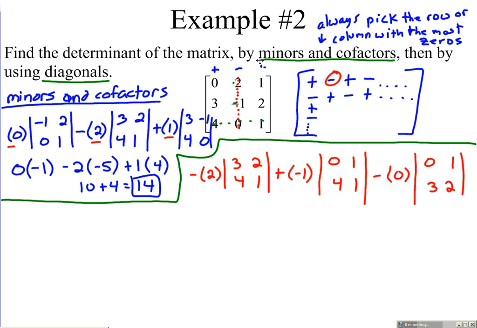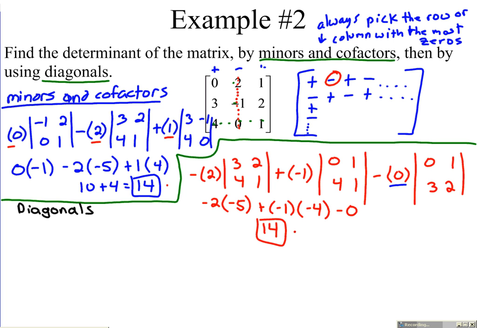Simplify. We get -2 times -5 plus -1 times -4 minus 0. 10 plus 4 is 14. We see we get the same answer as we got here. So it doesn't matter the row you pick, doesn't matter the column you pick. You can see that the more zeros that you have, the easier the evaluation is going to be. So pick the row or column with the most zeros. That's minors and cofactors.